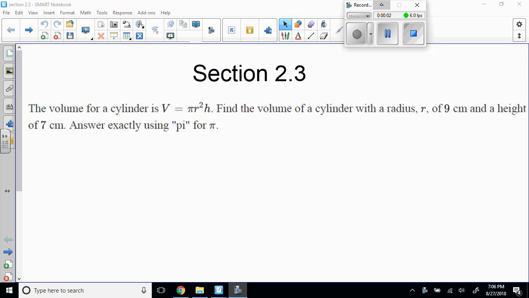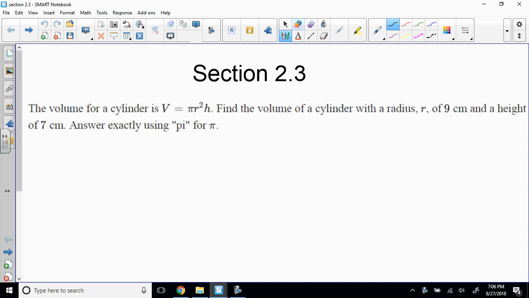Section 2.3, Math 1111. In this problem, the volume for a cylinder is V equals pi r squared h. Find the volume of a cylinder with a radius r of 9 and a height of 7. Answer exactly using pi. So they want us to leave pi in the answer. So basically, here we go, folks. It equals pi r squared h.